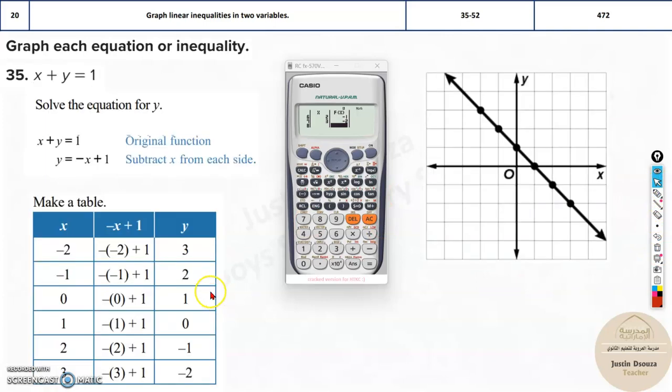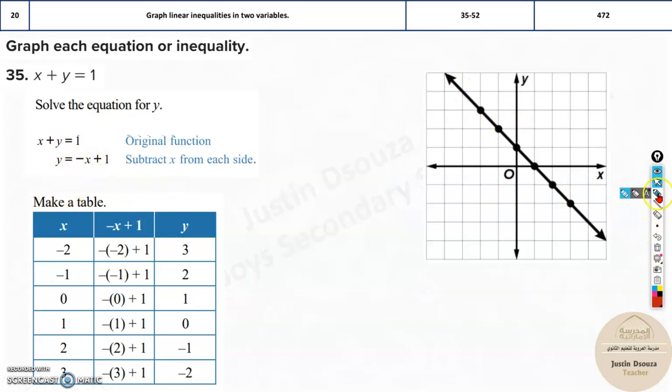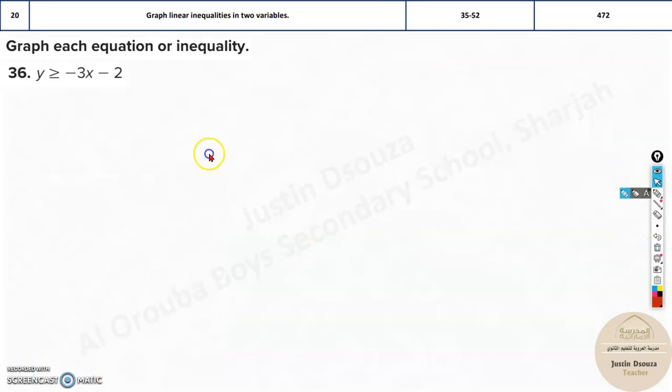There are other methods as well. For example, looking at this equation, y equals minus x plus 1, you can see the x value is negative, so the slope is negative. That means the line goes down. And since it's plus 1, the intercept is 1. So this is one more way you can easily figure out the graph. It will be downwards and passing through 1. Or you can just make the table and get it out.